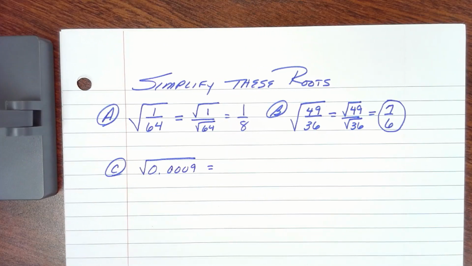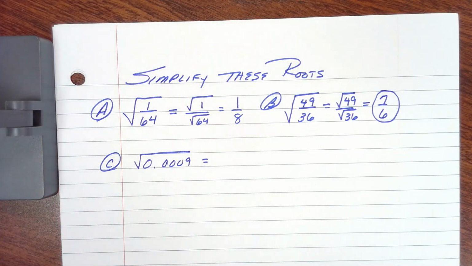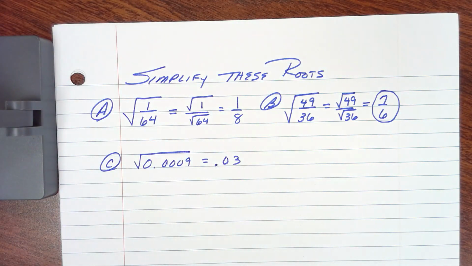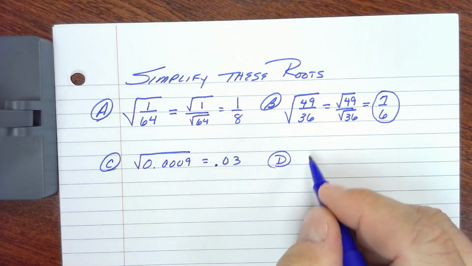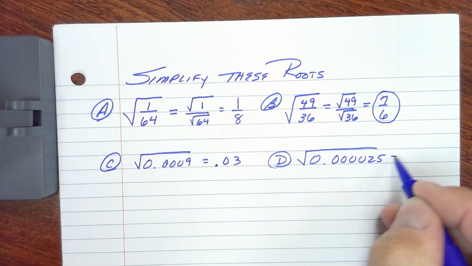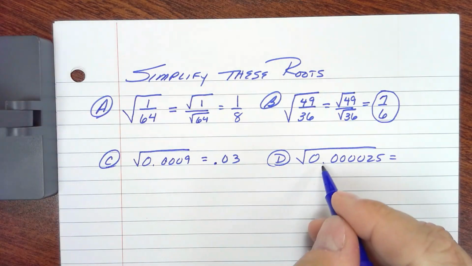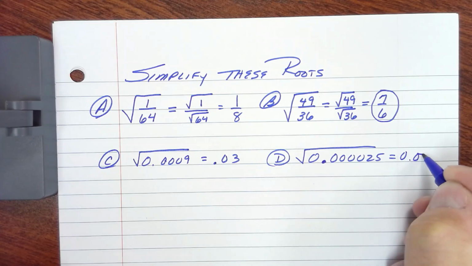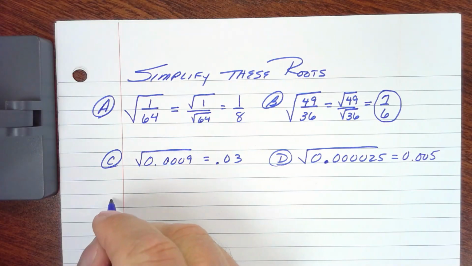What's the answer here? What is the answer here? Anyone? Yes, ma'am. 0.03. Yeah, we just went over this, didn't we? 0.03. What's this? Yes, sir. 0.005, exactly. Okay?